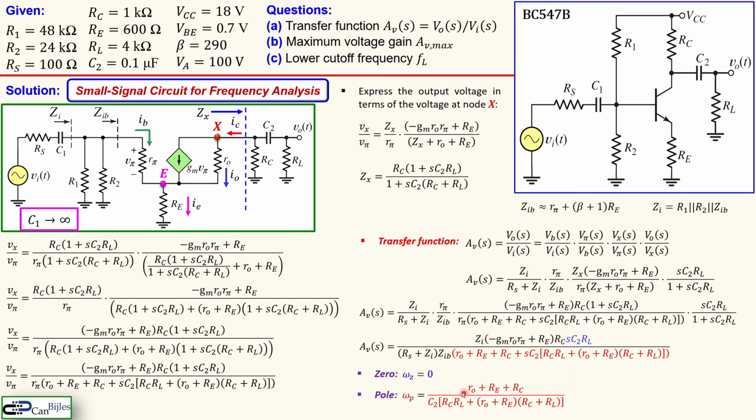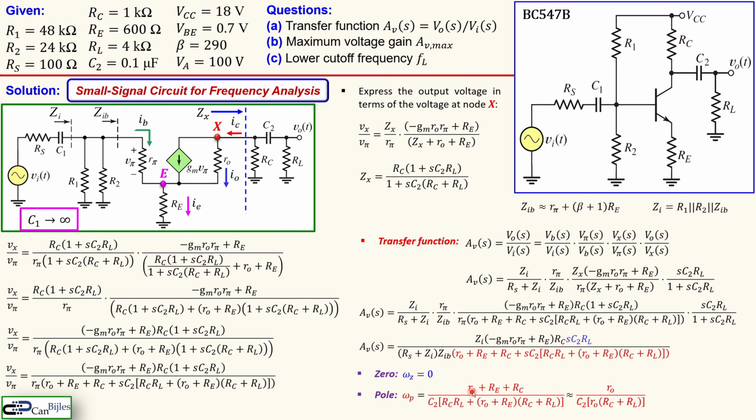And now using these 2, we can determine our lower cutoff frequency. What we know is that most of the time the RO is much larger than the resistors around this circuit. So we have RO much larger than the RE and also RC.